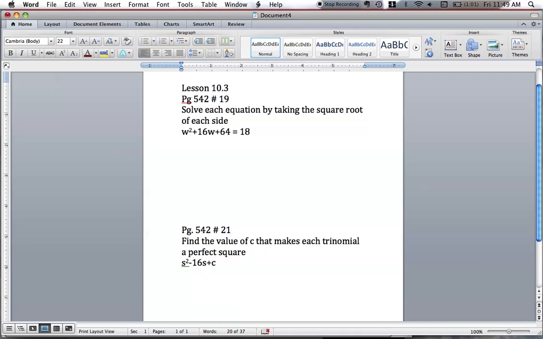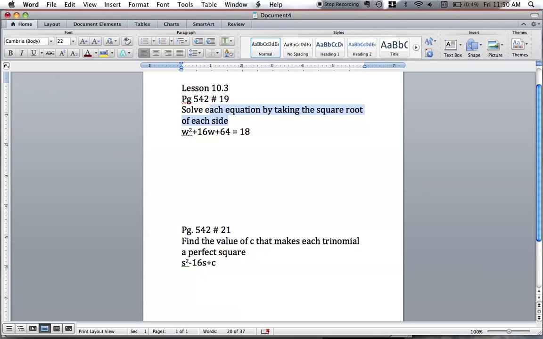If you need additional help, take a peek at examples 1 and 2 in the front of this lesson, 10.3. So I've decided to do 2 problems on page 542, which were assigned in homework for you, which will help you with the rest of your homework assignment. The first is number 19.